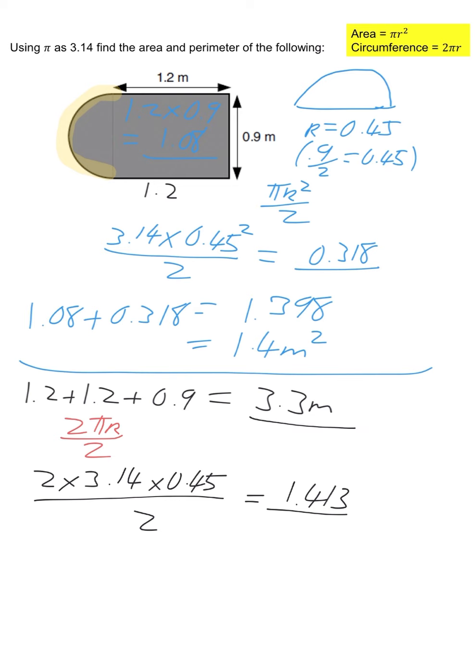So then we're going to add these together now. So the curved part, and then the 1.2, 1.2, and the 0.9. And that is equal to 4.713. And then we'll round to one decimal place, so that would be 4.7 meters. So 4.7 meters is our perimeter.